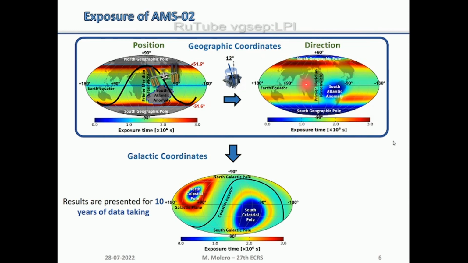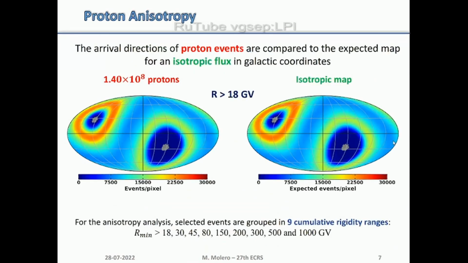Finally, if we transform this exposure time to galactic coordinates, which is the reference system we are going to use to present our results, this is the exposure that you have. And of course, the map of events is going to have the same aspect. In particular, we are going to present results for 10 years of data taking.